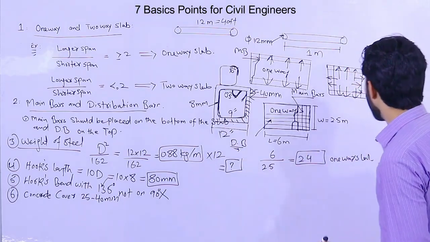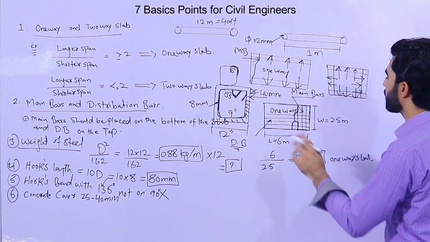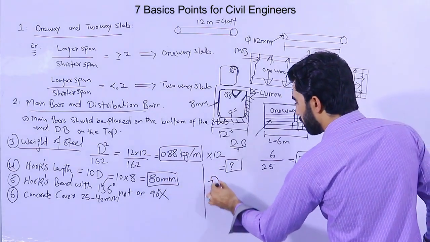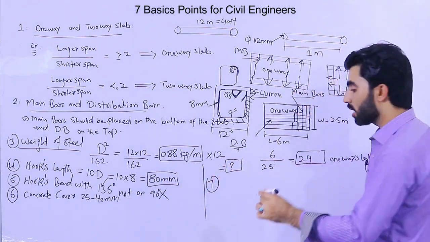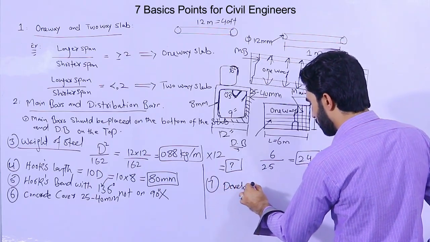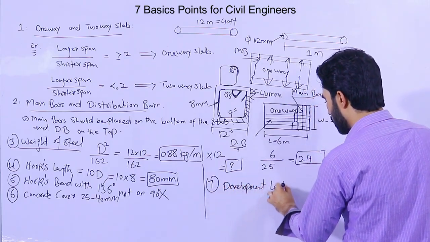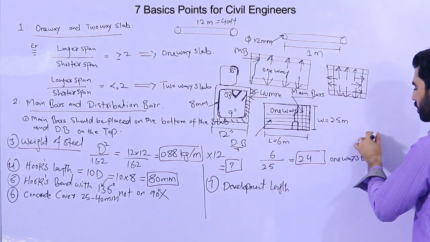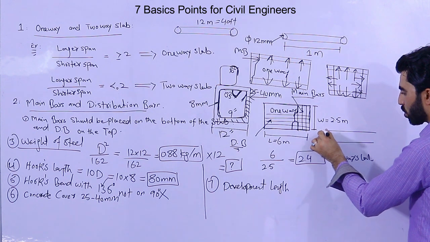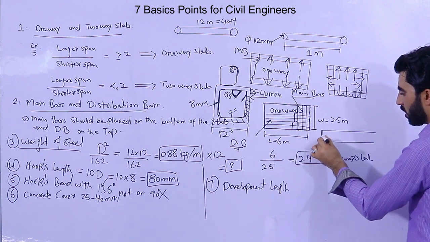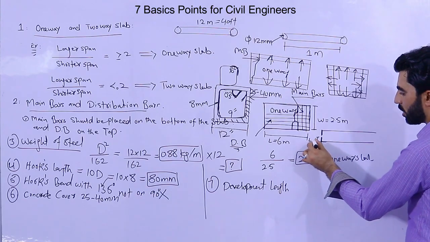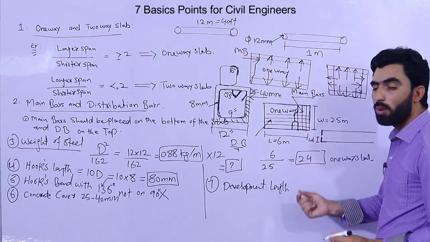Okay, the other one, guys, the seventh one. I will write here because I don't have space there. The 7th point is the development length. What is development length, guys? You can see this is a beam. Here at the end, the beam should have extra length. This extra length is denoted by LD, the development length.